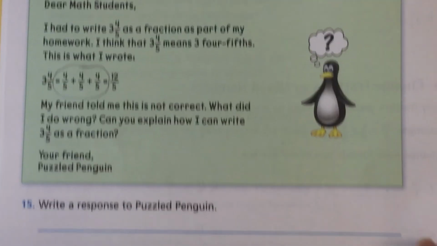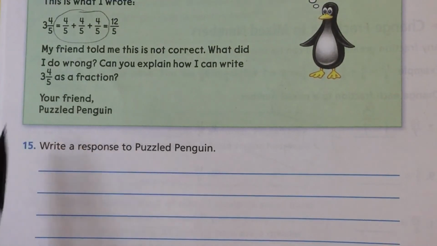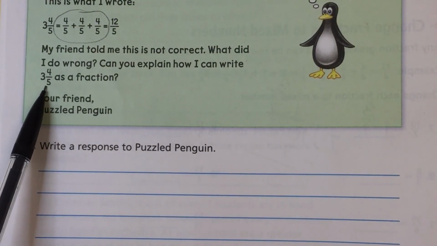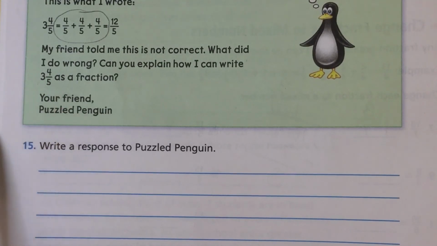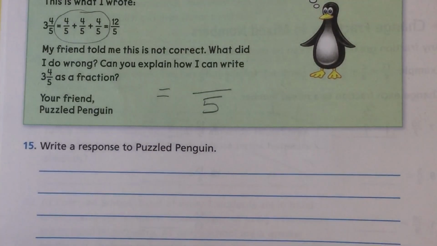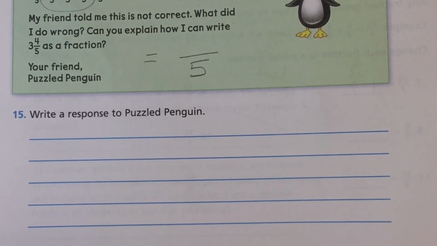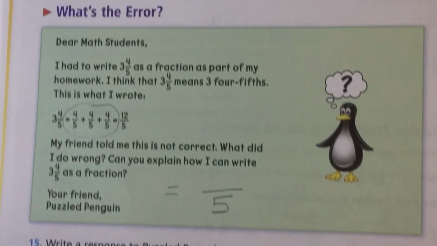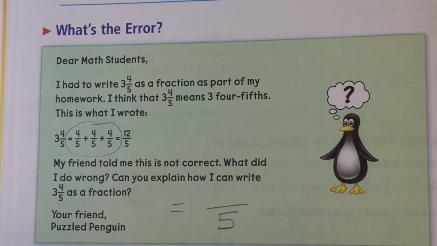So fifth graders, when you are filling this in, you need to talk about the steps that you're doing here. So basically you need to talk about how you would take 5 times 3, the denominator times the whole number. Get that answer, add 4, and then have your fraction, remembering that the denominator is going to stay the same. Make sure you write that in good letter form. Don't want to see any sloppy little answers or any bullying of poor Puzzled Penguin. That is the end of lesson 5. Please let me know if you need any help.